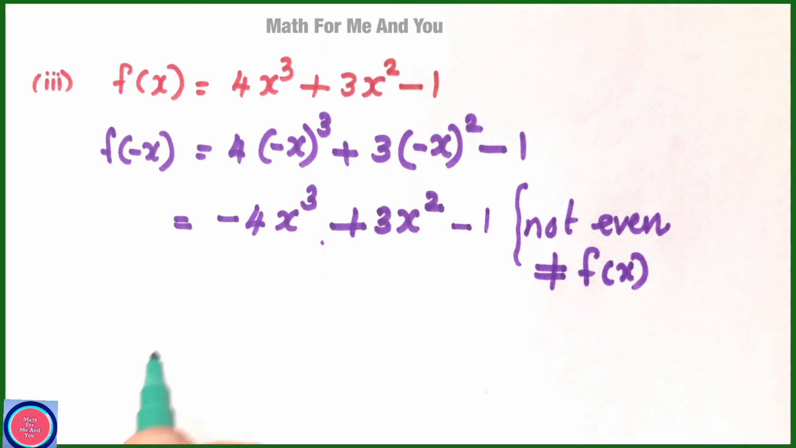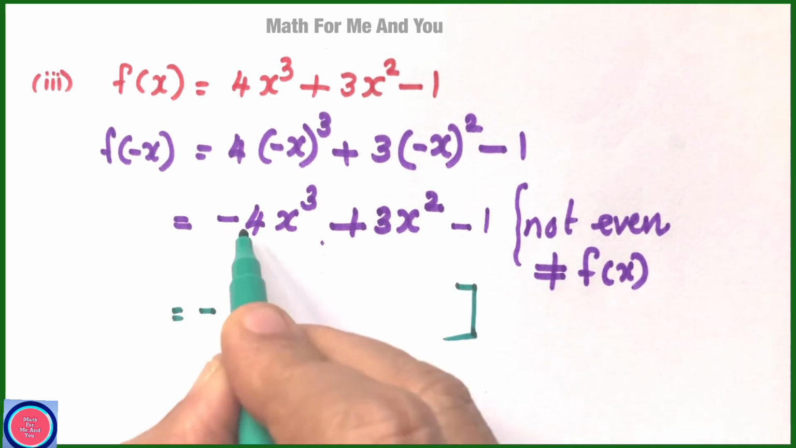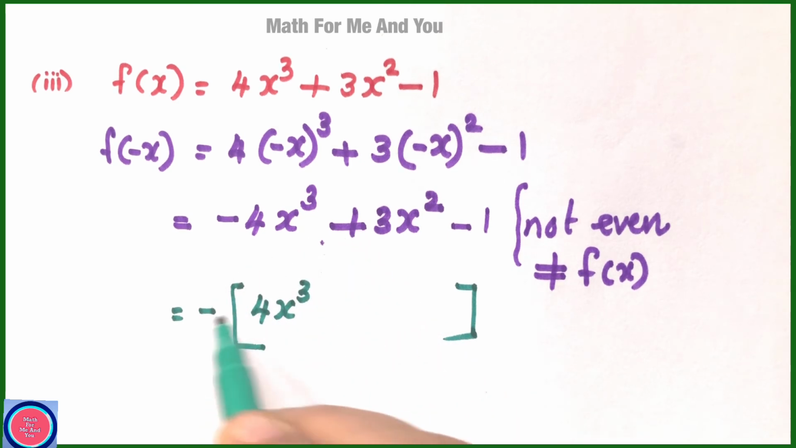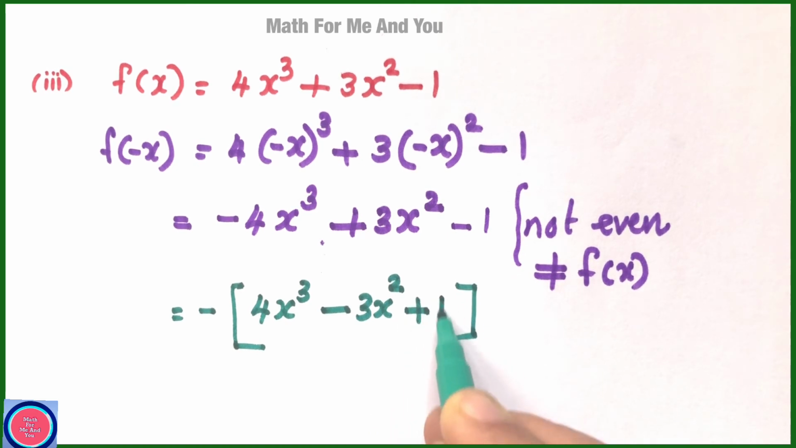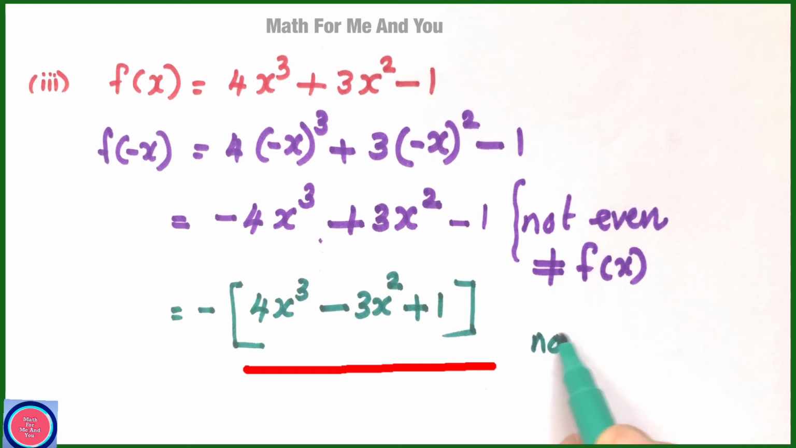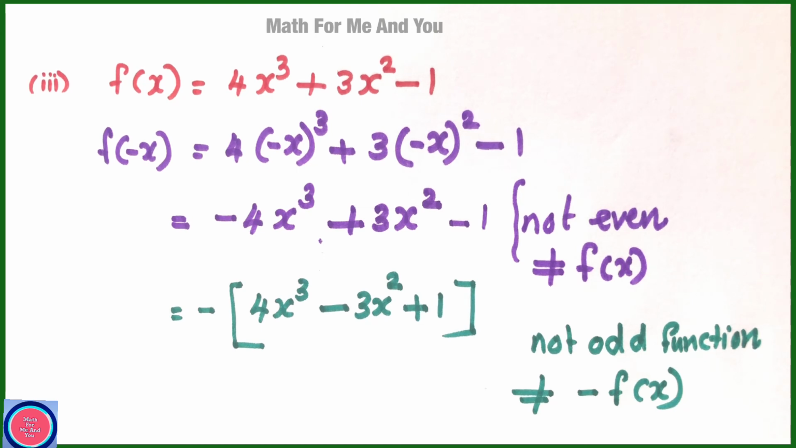How can we continue? First put negative outside and then a bracket. Then we take negative from each term, so every term becomes the opposite sign. Minus 4x to the power 3 becomes plus 4x to the power 3 because of the negative outside. Plus 3x square becomes minus 3x square and minus 1 becomes plus 1. After taking negative outside, we get an expression inside the bracket. We check whether that is the same as f of x or not. No, it's not the same. So the given function is not an odd function because it is not equal to minus f of x. That means the given function is not an even function and not an odd function.